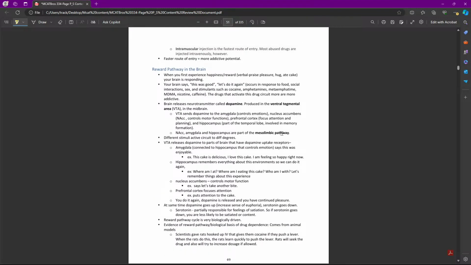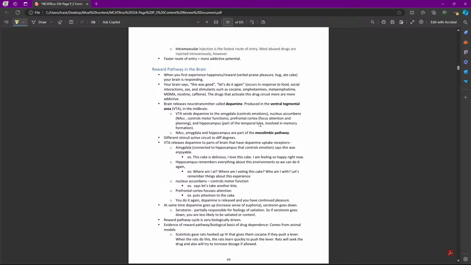Okay. When you first experience happiness or reward, your brain is responding. Your brain says, "This was good, let's do it again." The drugs that activate this circuit are more and more addictive. The brain releases dopamine, which acts through the ventral tegmental area in the midbrain. The ventral tegmental area sends dopamine to the amygdala, the nucleus accumbens, prefrontal cortex, and hippocampus. This is part of the mesolimbic pathway.